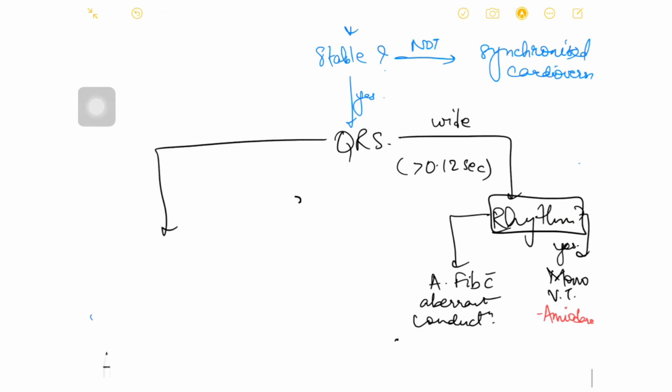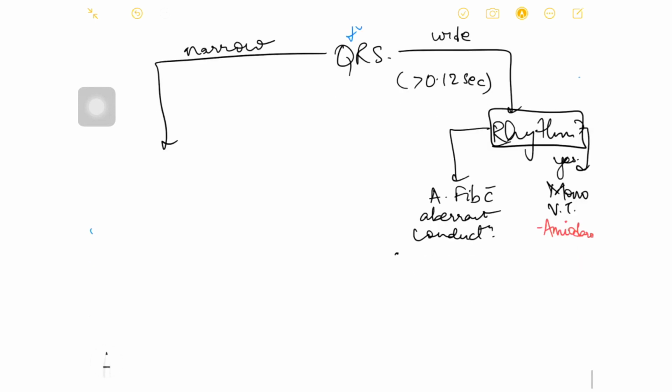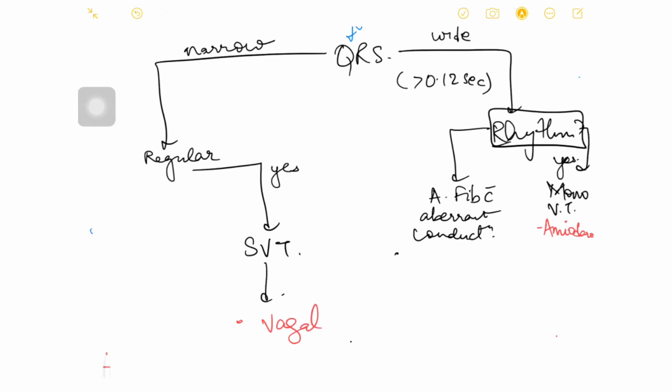Then QRS narrow. What is it? If it's regular, it will be an SVT. Very good. SVT. And what is the treatment? Adenosine. Okay. Carotid massage, Valsalva maneuvers. Very good. So all the vagal maneuvers and or adenosine.